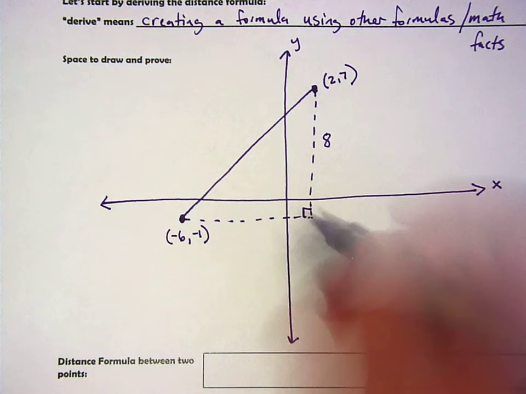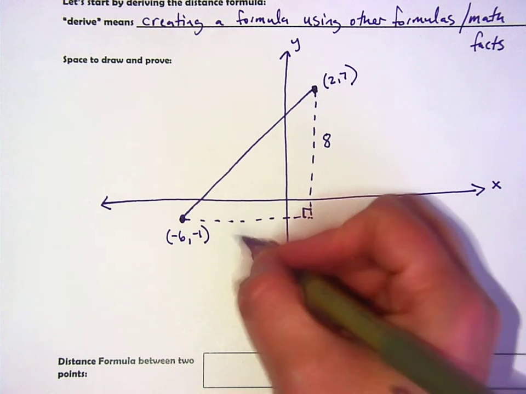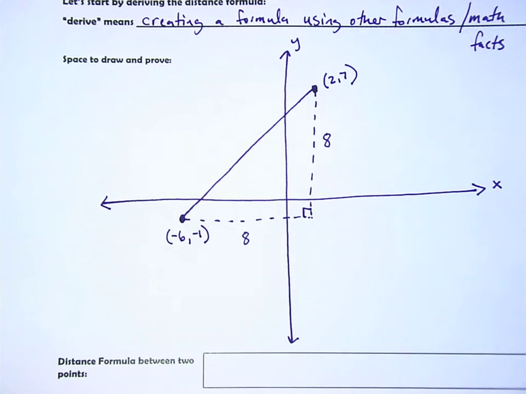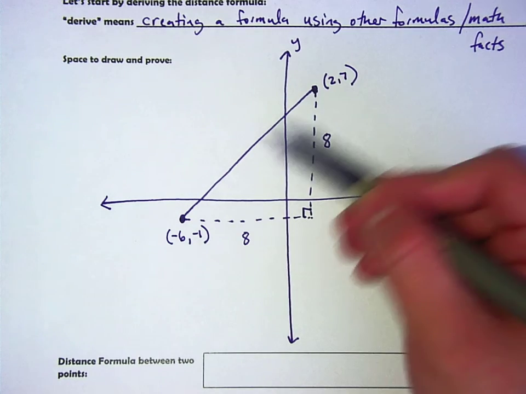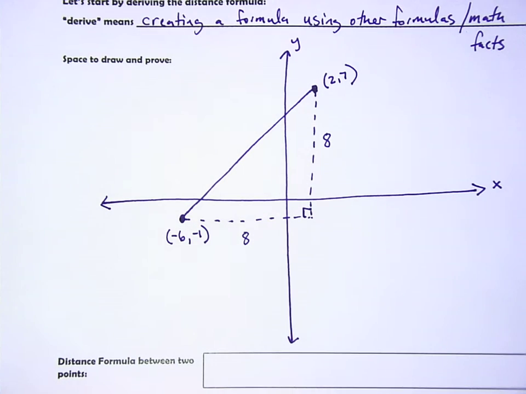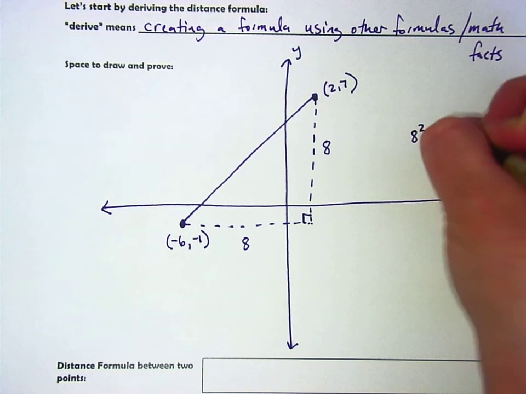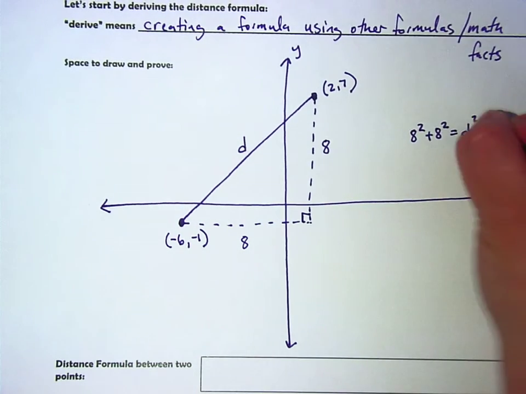Okay, how about this side? What's this equal to? 8. We could do it with 2 minus a negative 6 makes 8. Or 2 on this side, negative 6 on that side, right? Okay, so how would we find this side? A squared plus B squared equals C squared, so that is 8 squared plus 8 squared equals, I'm going to call this D for distance, D squared.